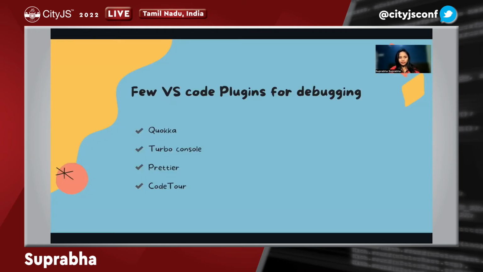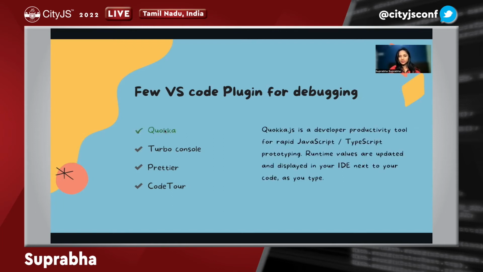These are a few VS Code plugins for debugging, and I really love all four of these plugins. Let me tell you what Quokka does. Quokka will be very helpful because it will definitely boost your productivity. If you're doing a lot of console logs to debug, it will give you the output at runtime only. You will be able to see the value in the IDE itself, wherever you define the variable, you'll see the output value for that line. So you don't have to do the console log every time.